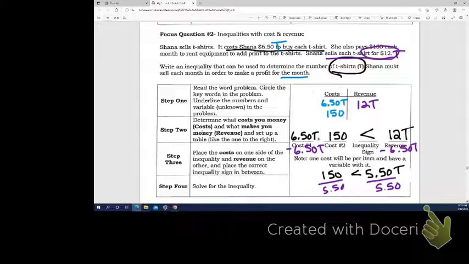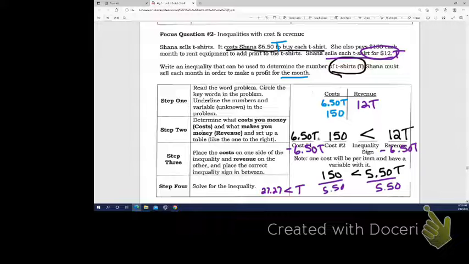150 divided by 5.5. So I get 27.2727. Well, so that's 27.27. And that is less than, the t is on the greater side. Now, nobody's buying a decimal part of a t-shirt, right? I mean, I've seen some little crop shirts, and it only looks like part of a shirt, but you still pay full price for it, right? You don't get it for like a big discount because it's skimpy.